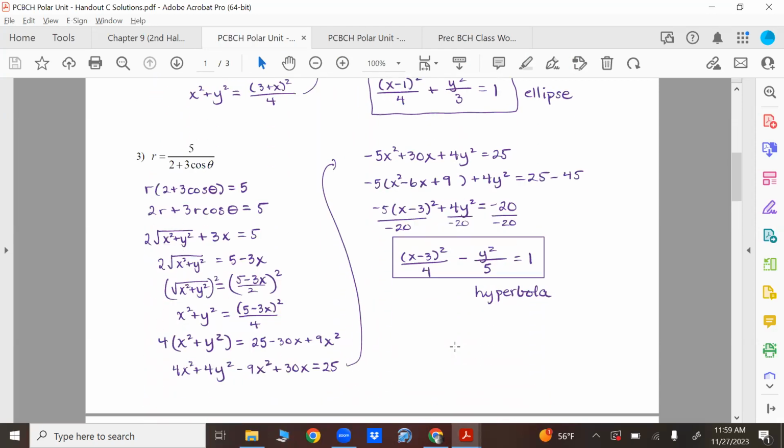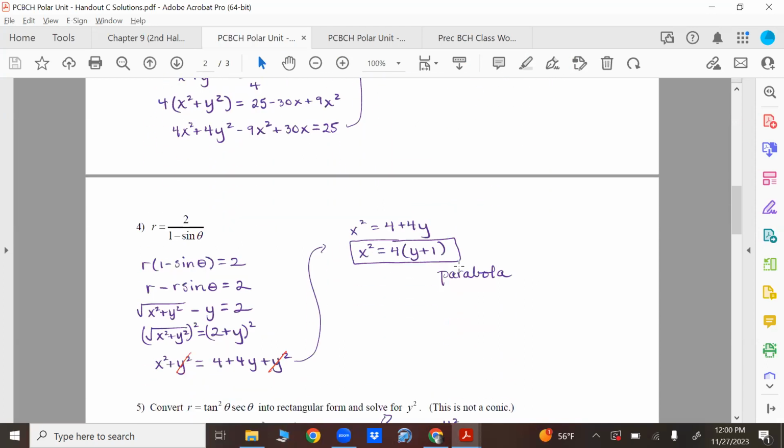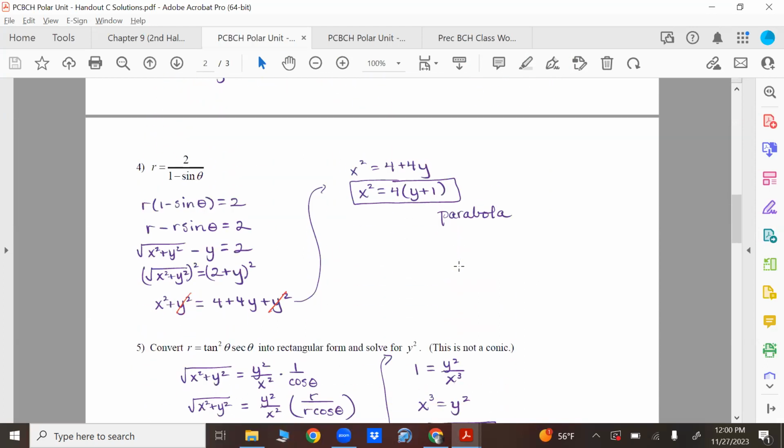For number 3, same thing, multiply both sides by the denominator, just like we did for number 2. Convert r to root x squared plus y squared, compare r cos theta to x. Move all terms to one side, complete the square. In this case, you get a hyperbola. You have the minus in between the x squared and y squared terms. 4, same thing, multiply both sides by the denominator, convert r to root x squared plus y squared, compare r sine theta to y. In this case, you get a parabola. So it happens to be a parabola for that one.